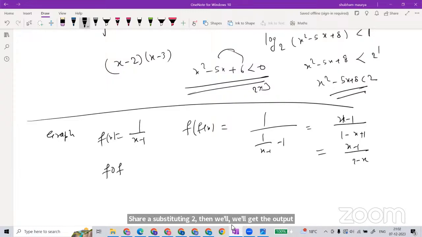So this is going to be 1. So what value of this is going to be 2? So this is 2 here. This is x. So 1 by x minus 1 cannot be 1.